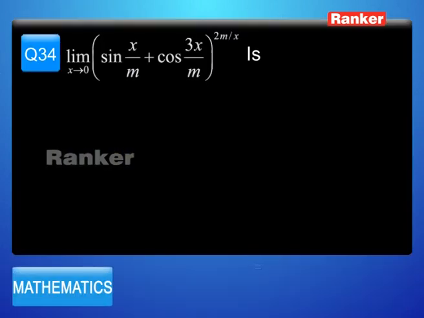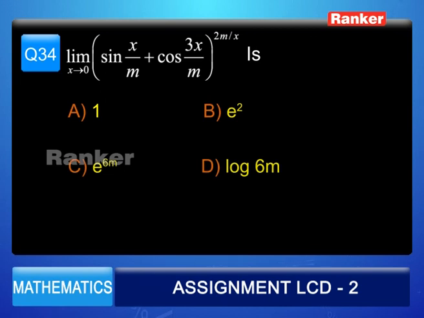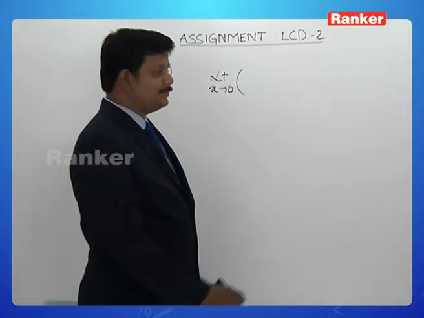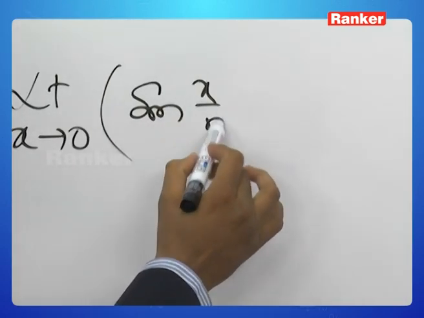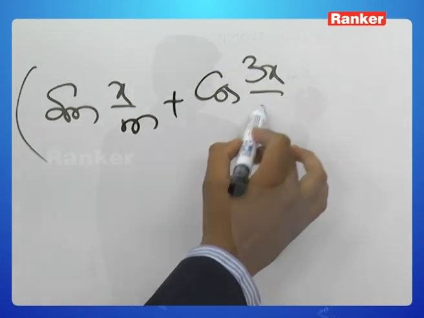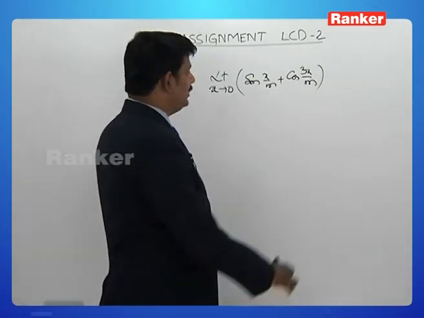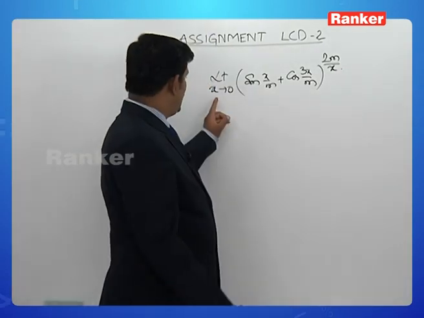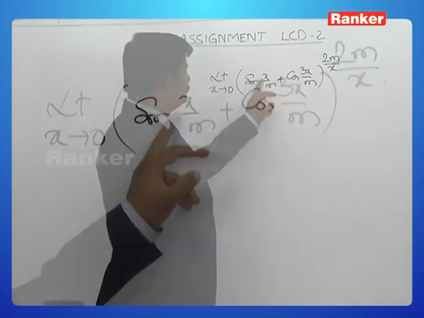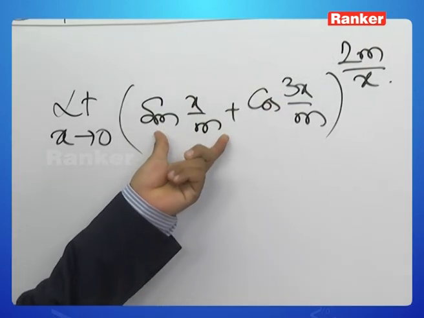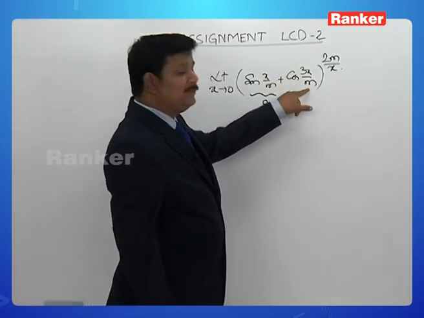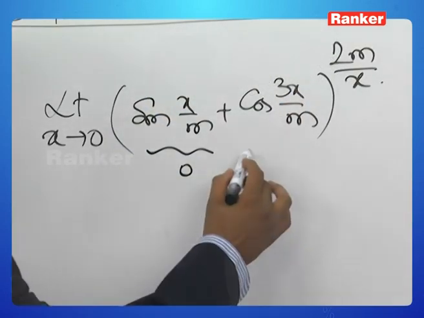Next question, limit x extending to 0 of sin of x by m plus cos of 3x by m whole power 2m by x. We need to evaluate this limit. Let us see this limit. As x tends to 0, we know x by m also tends to 0 and sin of x by m will tend to 0. So, this number is close to 0. 3x by m tends to 0. So, cos of 3x by m is close to 1.